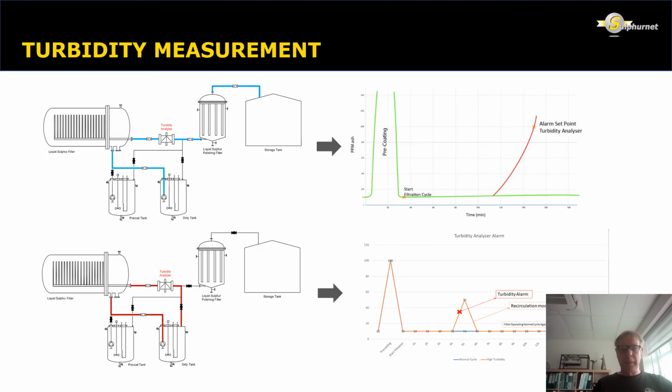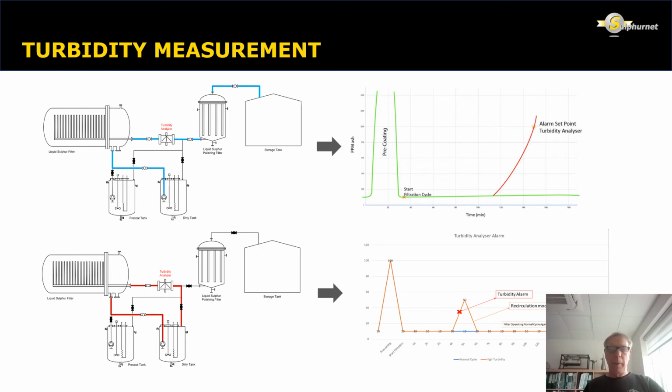In practice, it is executed as follows. You see the sulfur filter, and then after the output of the sulfur filter, we have the turbidity analyzer. In the graph, you can see that you have the pre-coating cycle. The turbidity is going up due to the impurities of the pre-coat material. And after that, when the pre-coat is complete, you see the level going down and the ash level is going to a steady state output.